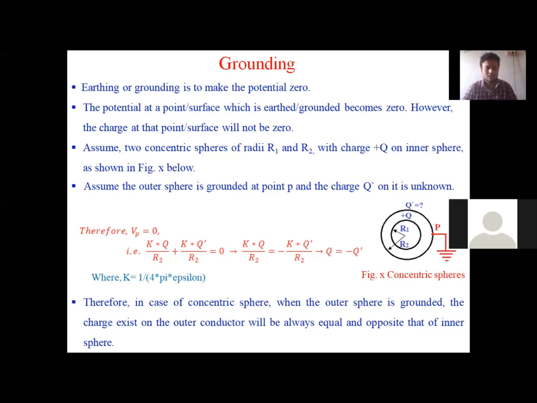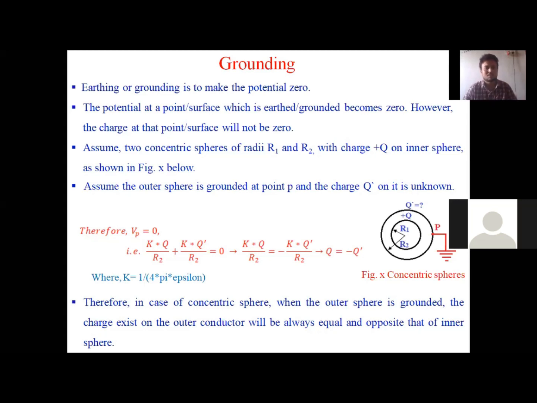And what is grounding required for? For equipment safety and also for safety of human beings from lethal electric shocks, right? So what is the meaning of grounding? Grounding and earthing are the same things. Grounding means we are simply making the potential 0. If I am grounding any conductor at any point P, that means I am simply making the potential at that point P 0, nothing else.